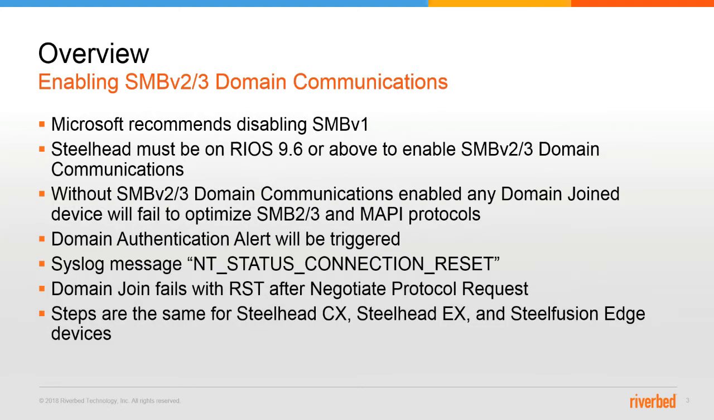Microsoft recommends disabling SMB v1 on Windows devices for security reasons. In order to communicate over SMB v2/3, you'll need to upgrade your SteelHead or Steel Fusion device to RiOS 9.6 or above.